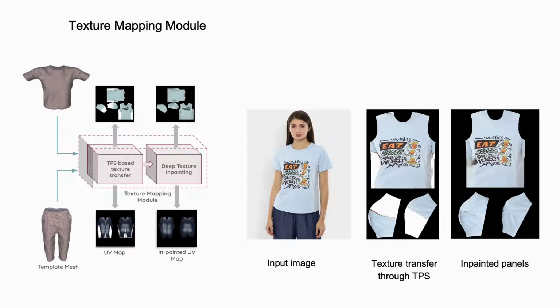Our texture mapping module takes predicted landmarks as input and maps the relevant regions of the 2D image onto the UV map of the template garment mesh. The TPS-based texture transfer module preserves the fine texture details and avoids loss in texture quality. The deep texture inpainting module helps handle the challenge of clothing textures that are occluded by body parts.